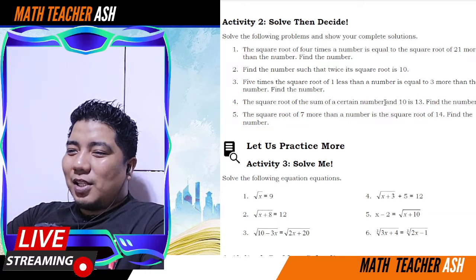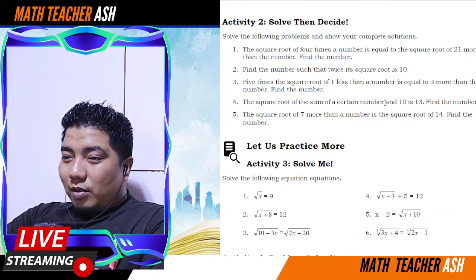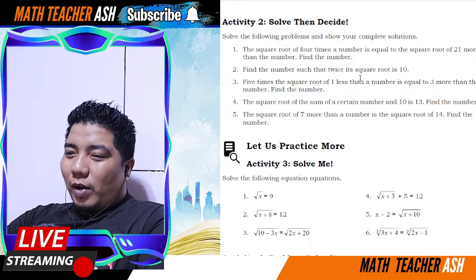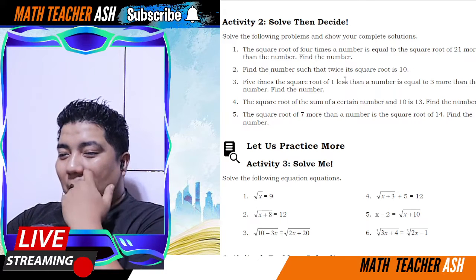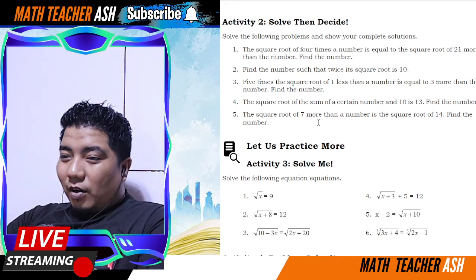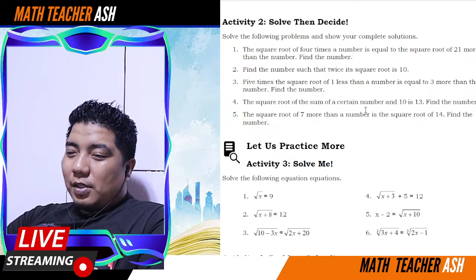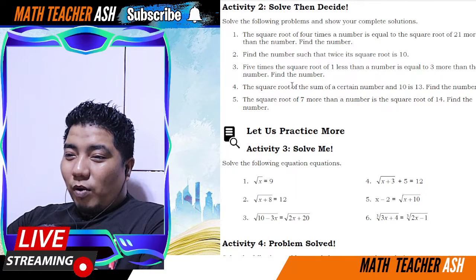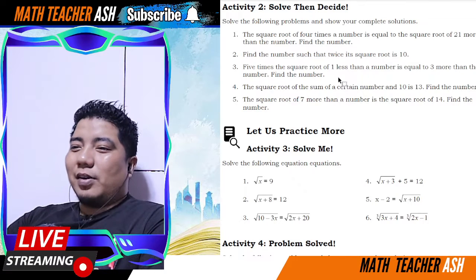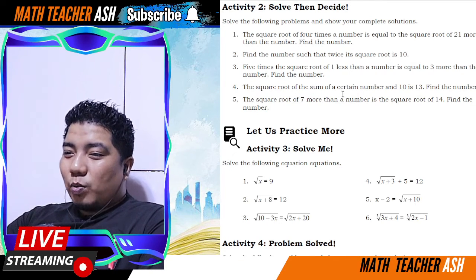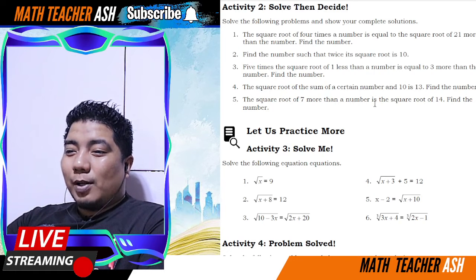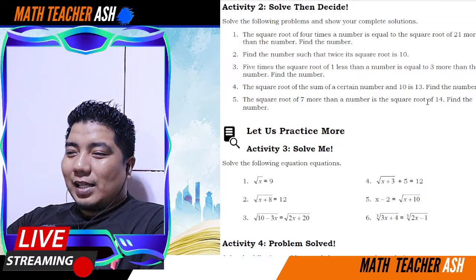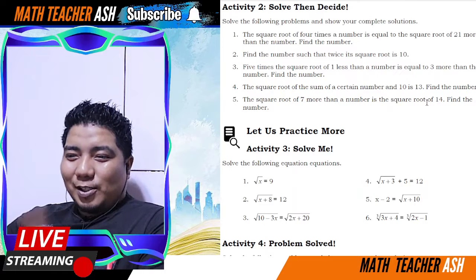Alright, find the number such that twice its square root is 10. Okay, so 2 times the square root of a number is 10. Next, we have 5 times the square root of 1 less than a number, so x minus 1, equals 3 more than a number, so x plus 3. Then solve for the value of x.